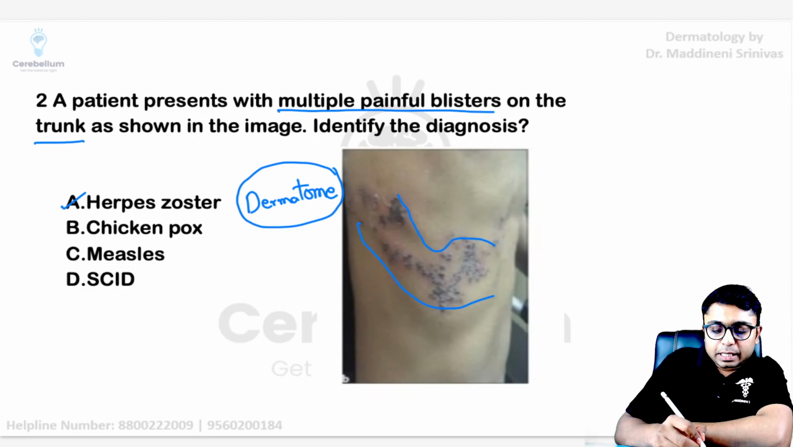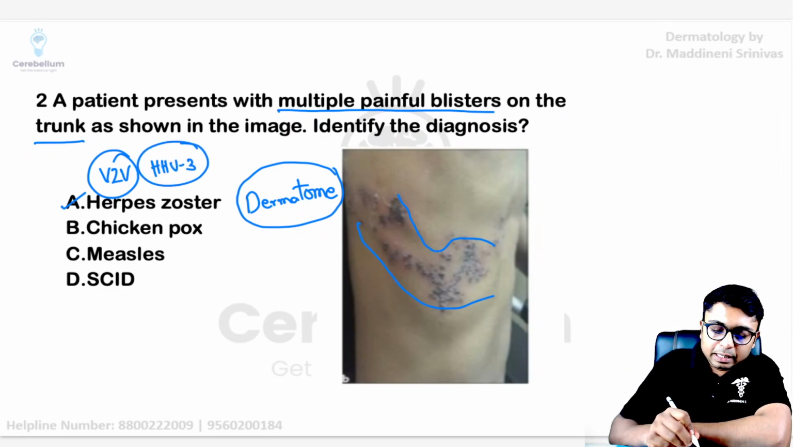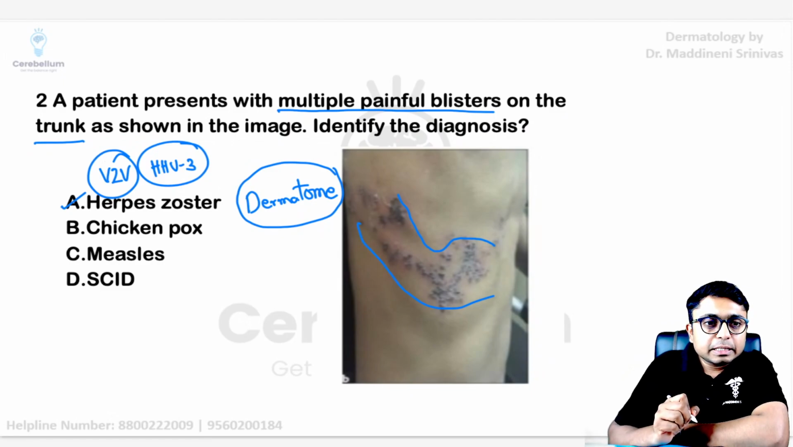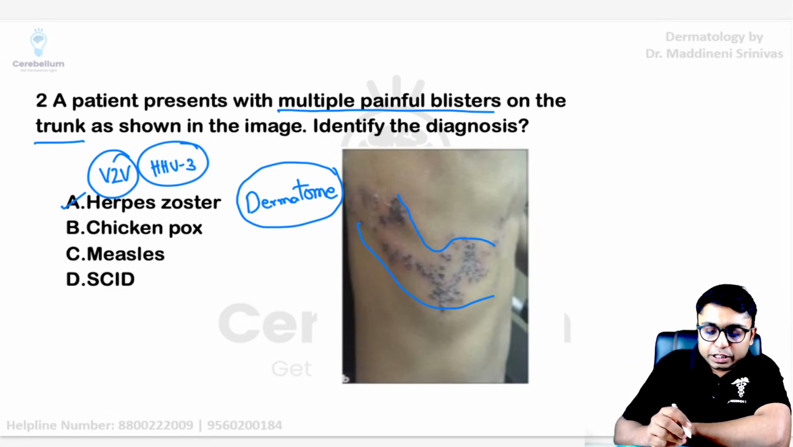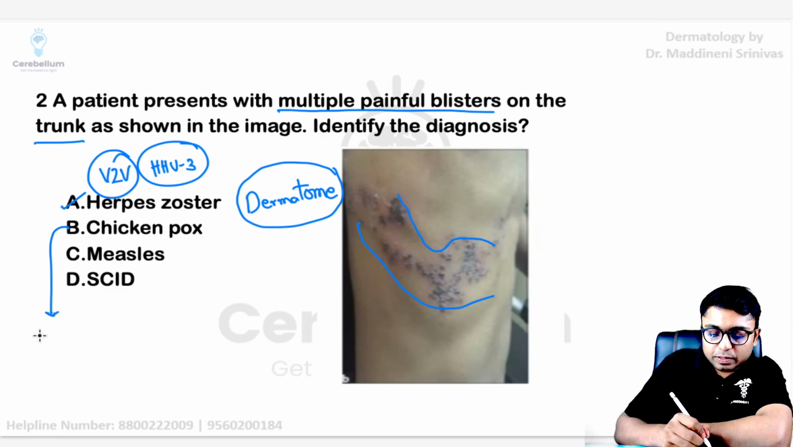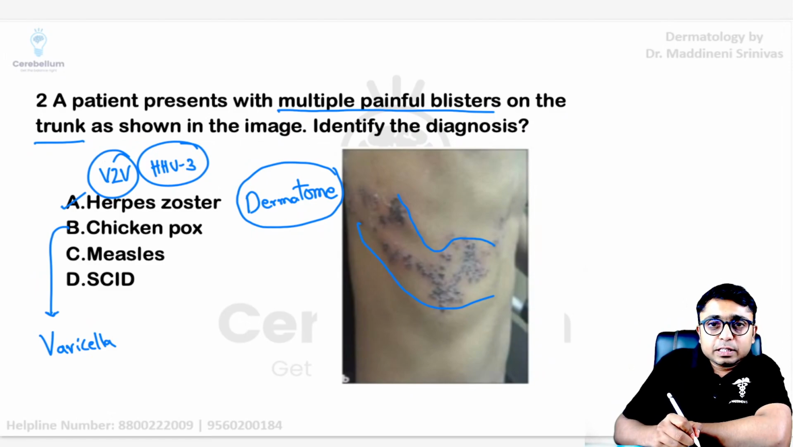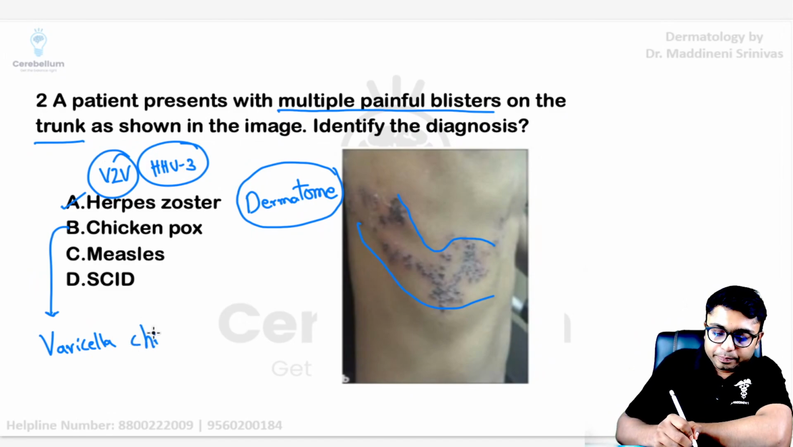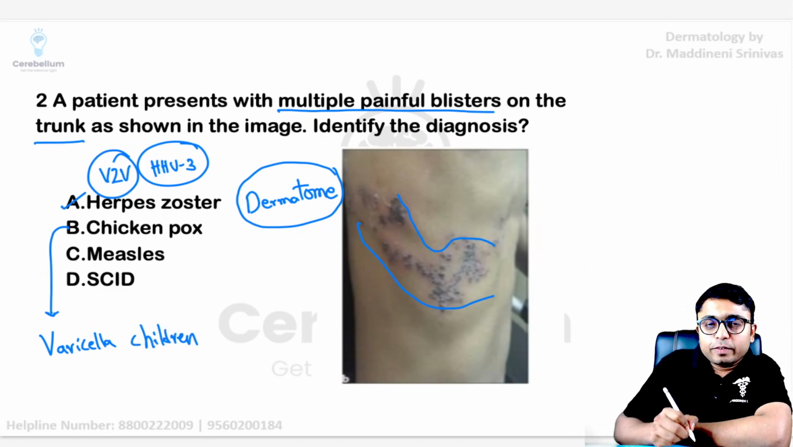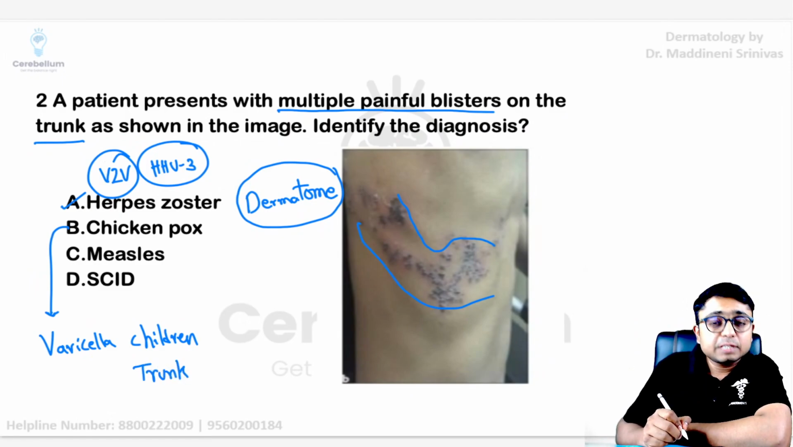Herpes zoster is caused by varicella zoster virus, which is human herpes virus type 3. You might be wondering, even chickenpox is produced by the same virus. Then how to differentiate between both of them? Please remember, chickenpox, which is also called varicella, manifests with fluid filled lesions affecting children, where fluid filled lesions will be present over the trunk. The lesions will not follow a single dermatome.